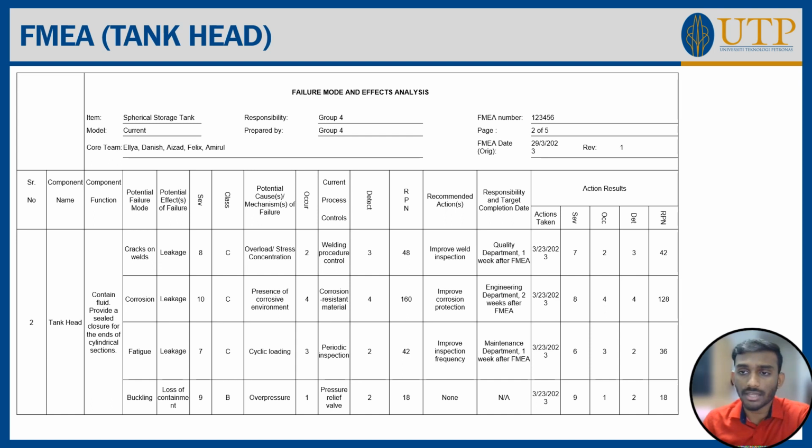As a result of the actions taken, the RPN of each failure mode was reduced, with the RPN for the corrosion failure mode being reduced to under 28. Overall, the FMEA analysis provided valuable insight into the potential failure modes for the tank 8 component and allowed us to take proactive steps to mitigate risk and ensure the reliability of our system.